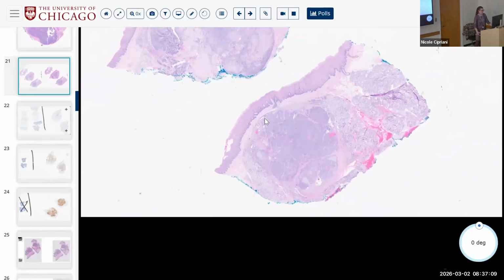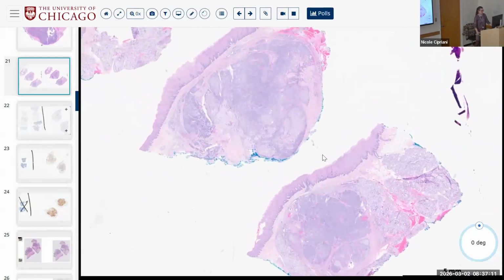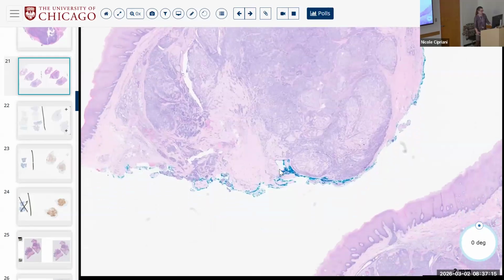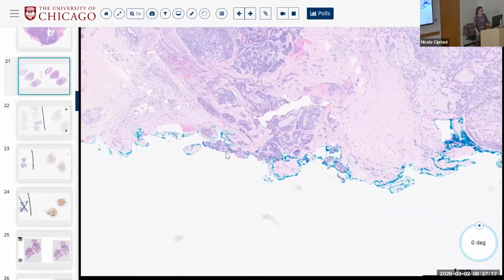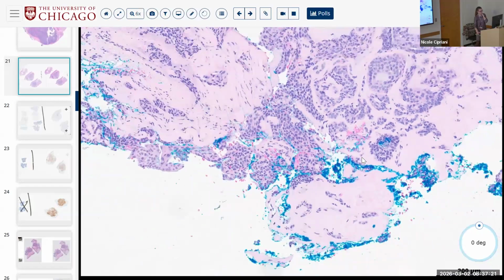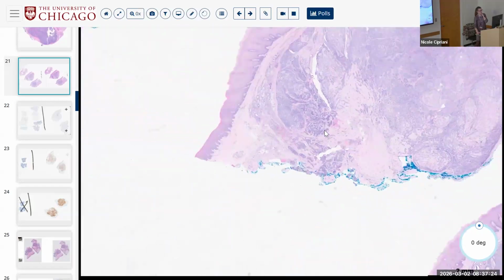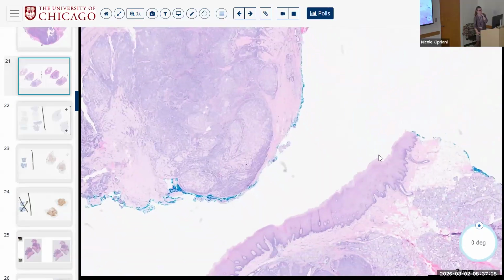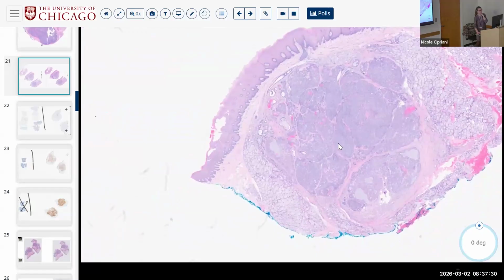Okay. And now again we have this sort of circumscribed-ish but unencapsulated tumor with dangerous closeness or even positivity at the margin. All right, so just one thing to note. So who wants to describe this one? I can go again.